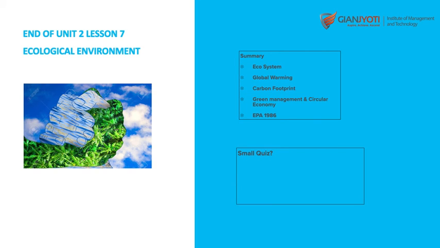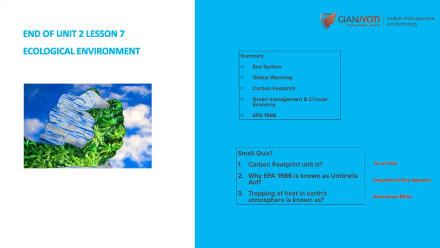Here is a small quiz. Question number 1. The unit which we use to record the carbon footprint is. Second, why is EPA 1986, the Environment Protection Act, known as Umbrella Act? And number 3, trapping of heat in Earth's atmosphere is known as.